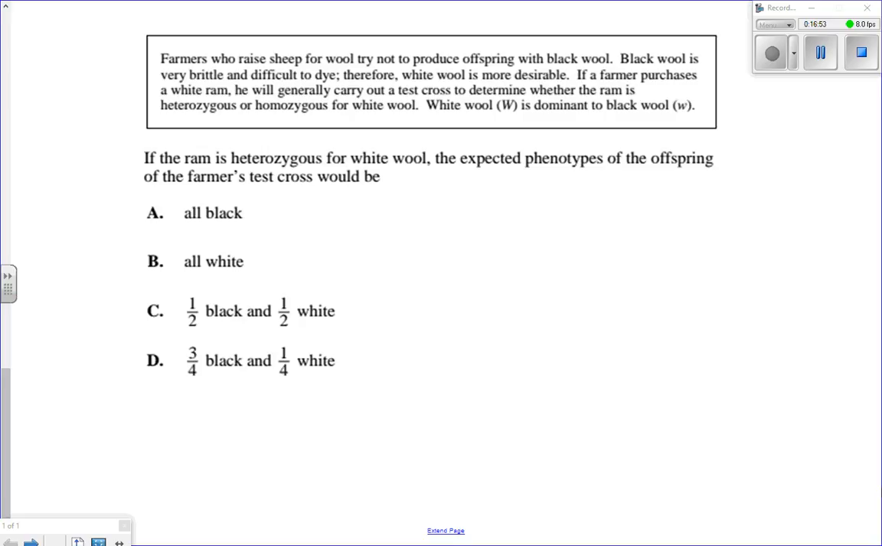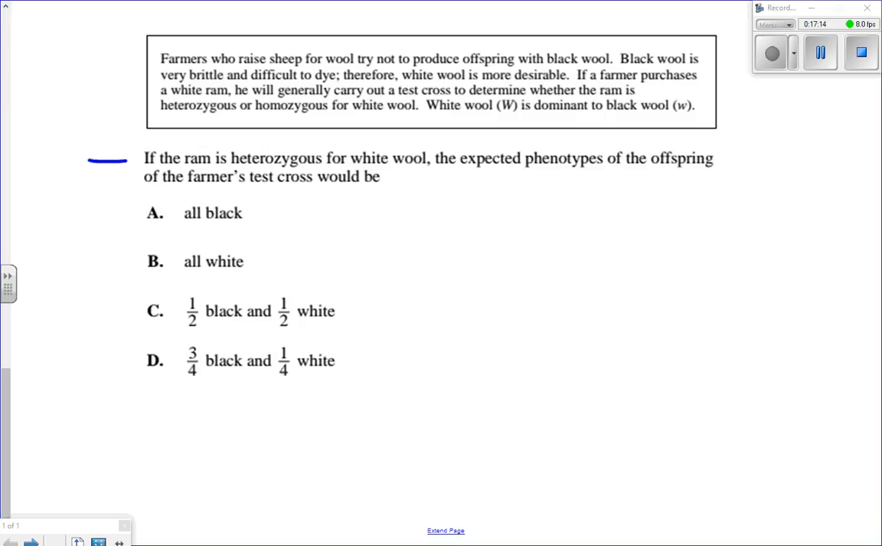If a farmer purchases a white ram, he will generally carry out a test cross to determine whether the ram is heterozygous or homozygous for white wool. Of course, if it's homozygous for white wool, it would be breeding stock. If not, well, then it wouldn't be. So white wool, big W, is dominant to black wool, little w. Now, I don't like using W's because you can't tell a capital from a lowercase, but those are the letters we're given and might as well stick with it.